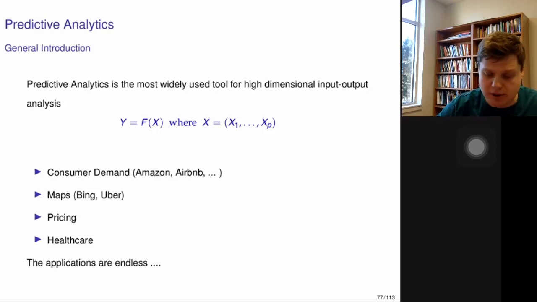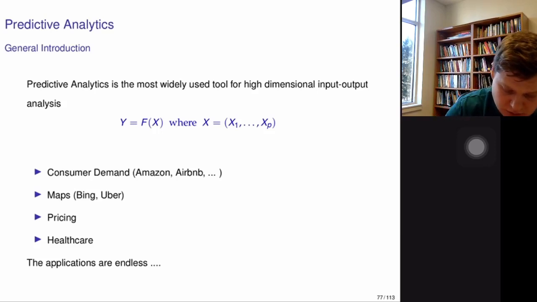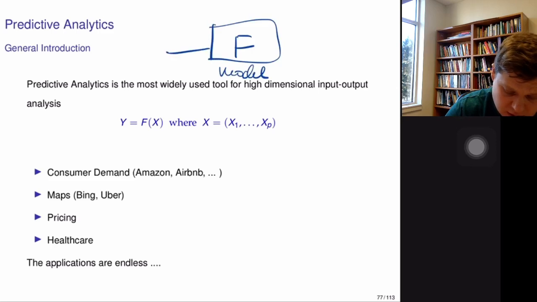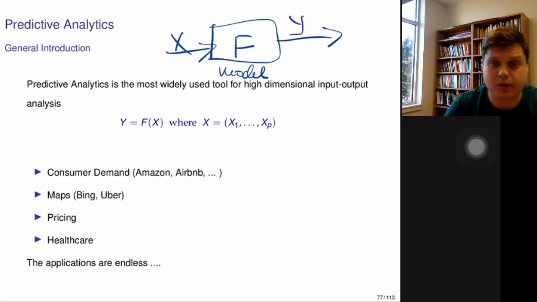So we'll continue talking about predictive models. And you remember, predictive models in their most general form are just a function that transforms inputs to outputs. So we have some function f, which we call a model, and it takes some inputs x and generates some outputs y.